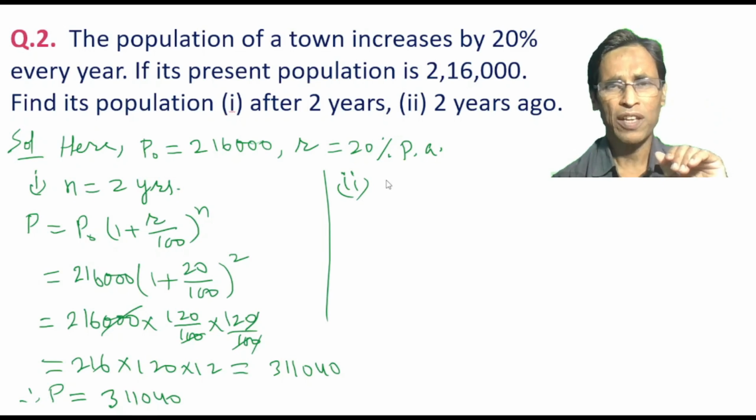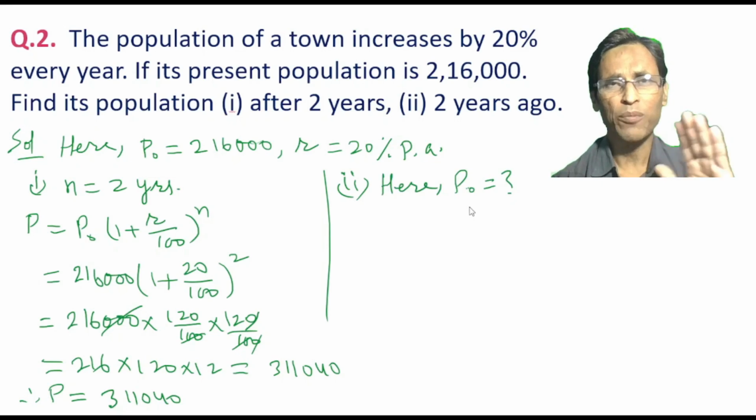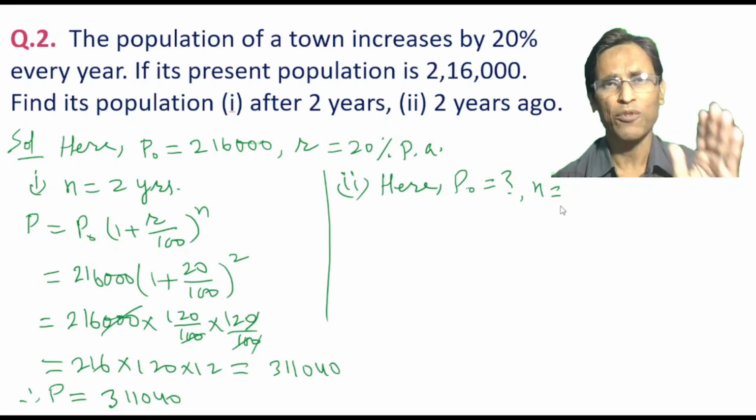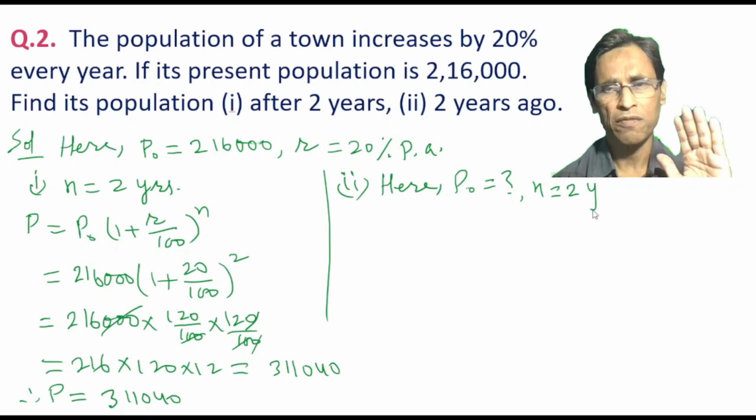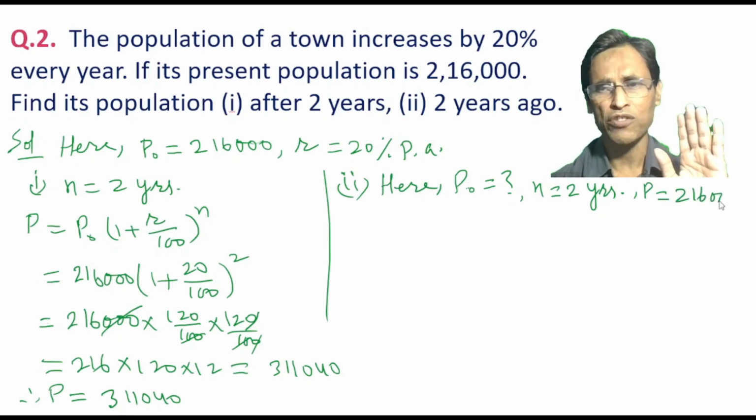And therefore P naught is not available. 2 years before, what the population is, we are not known. Number of years before which we have to find the population is 2 years. P equal to 2,16,000.